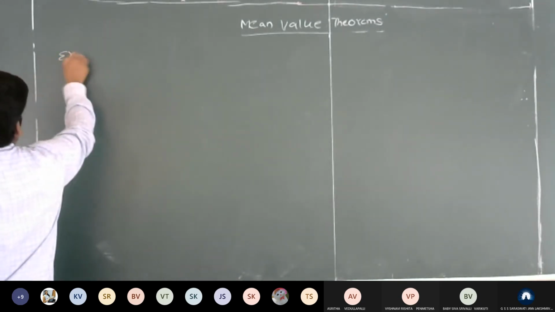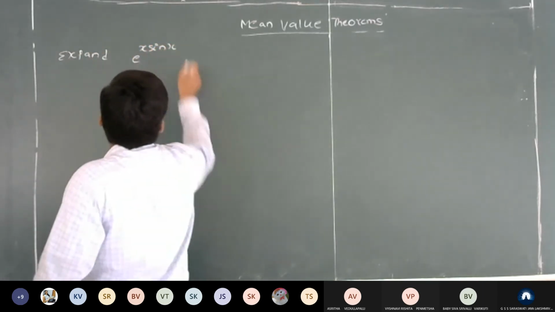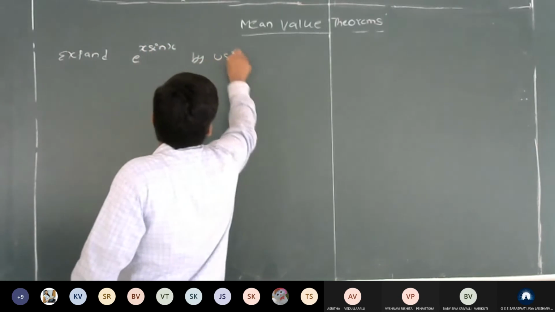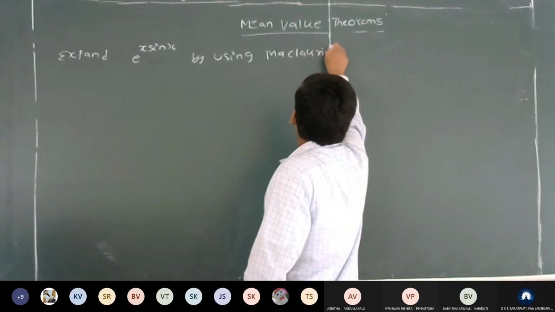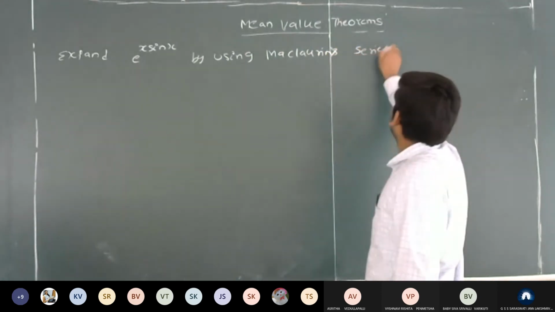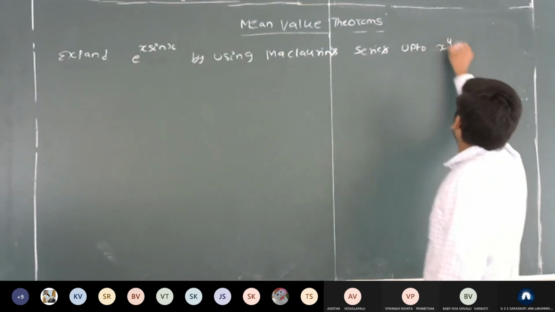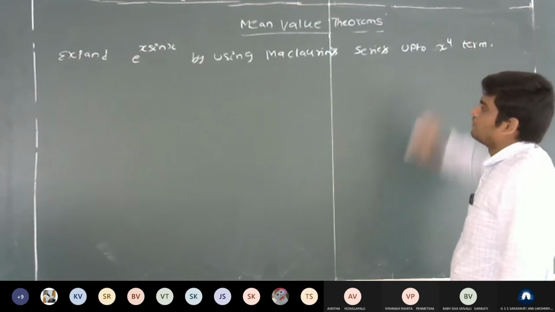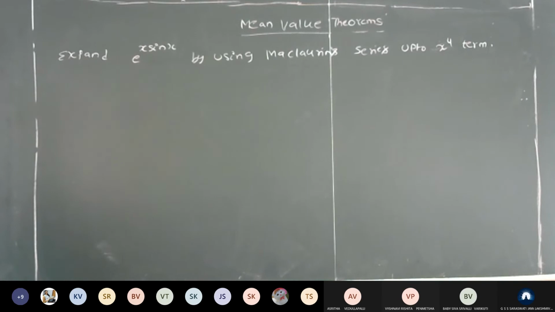Now next one. Expand e power x sin x by using Maclaurin series up to x power 4 term. Here the function is f of x is equal to e power x sin x. So we have to expand this function up to x power 4 term.